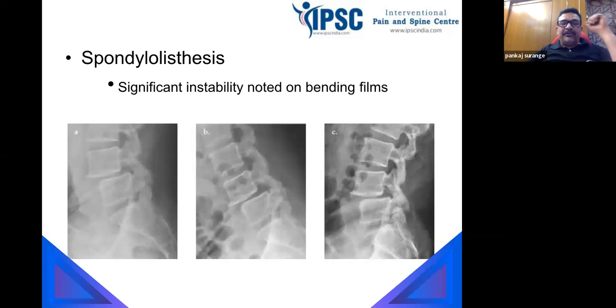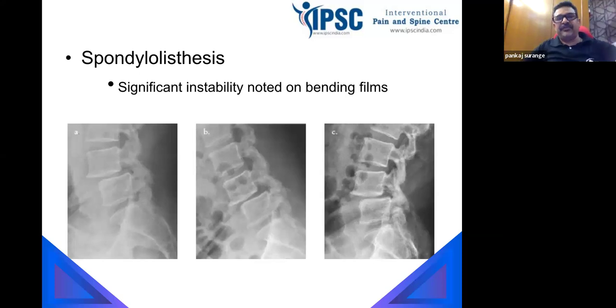Spondylolisthesis. Whenever we are suspecting spondylolisthesis, what are the clinical conditions where we suspect it? These are the patients who will present to you with less of the back pain. They will have some back pain, but their main complaint would be that they are getting some neurogenic claudication. When they start walking, after a certain distance, they will say that both my limbs start getting numb or heavy.